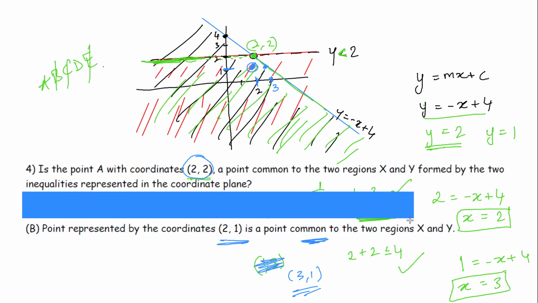Now, if I look at this, can I solve it? Is the point with coordinates 2 comma 2 a point common to the two regions x and y? The point represented by the coordinates 2 comma 1 is the point common to the two regions. That is true, but it doesn't tell me whether 2 comma 2 is a point common to the two regions. Without knowing the inequalities, there's no way I can figure that out, because I don't know the regions overlapping. I don't know the equations, inequalities, nothing. So B doesn't answer. Therefore only A is the answer. B is out.